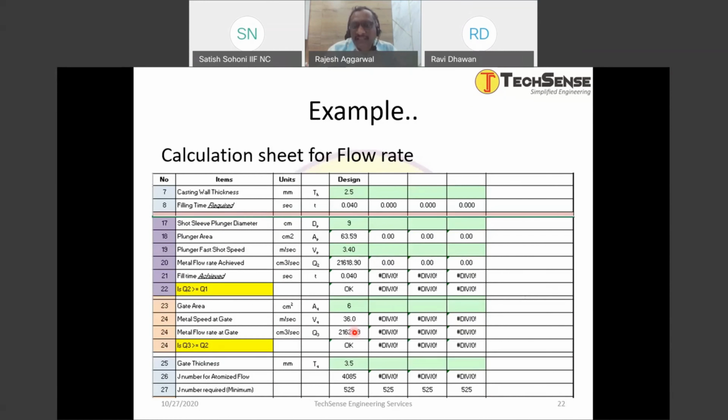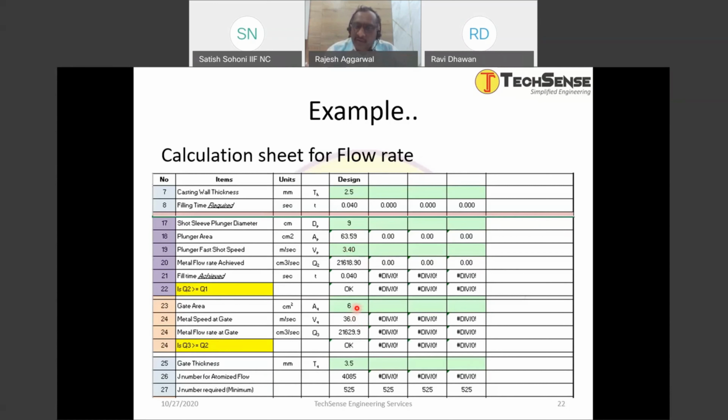But since the die is already made, it is hanging on the machine, right? The gate area is fixed, right? To make that same flow rate pass through the gate, what will happen? The speed of the gate will increase. Are you able to grab this point? How are these correlated? We said we have only increased the plunger speed. Why should the gate speed increase? But there is a direct correlation.